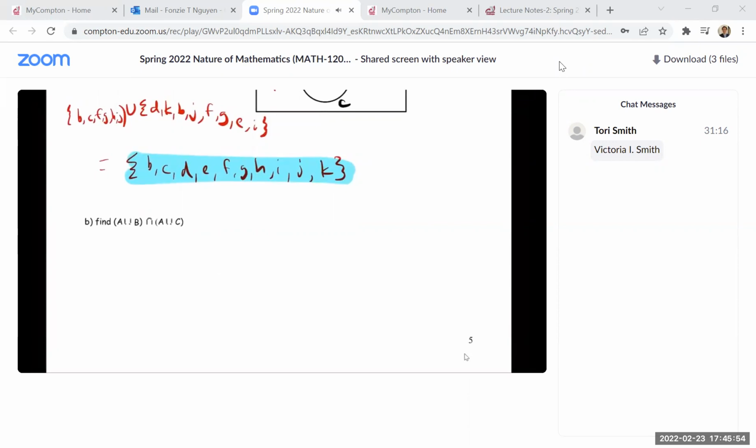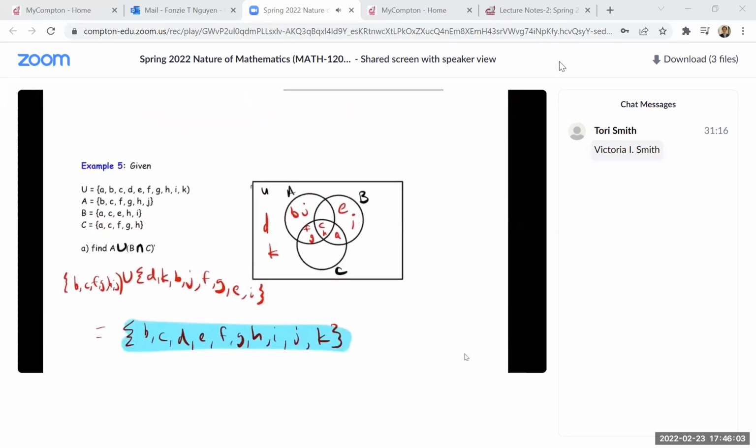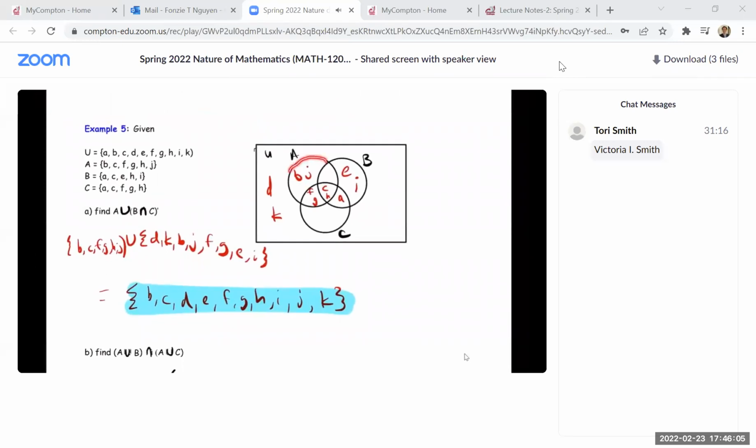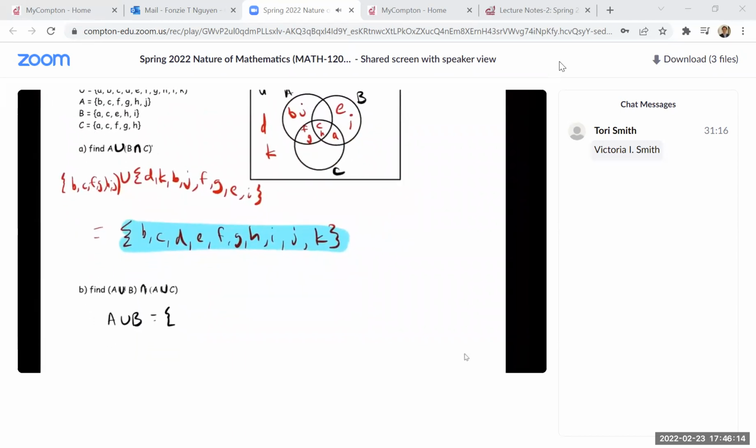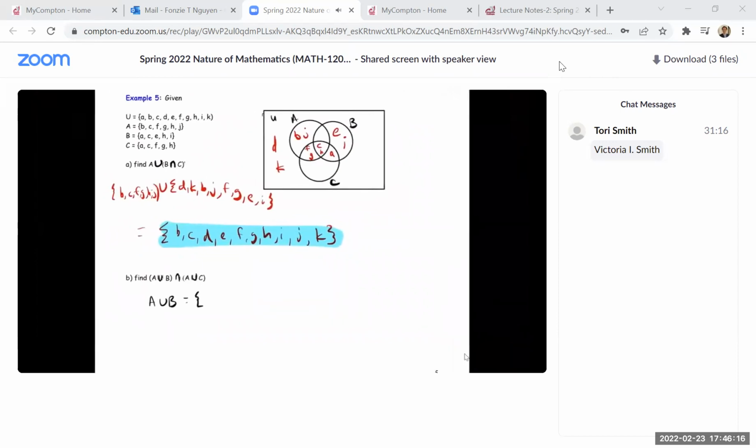All right, the last one. Let's do the parentheses first. Let me just fix this. Union, intersection, union. So parentheses A union B. Everything in A and B would be everything there. So A, B, C. All right, let me write that out: B, J, F, G, C, H, E, I, A.